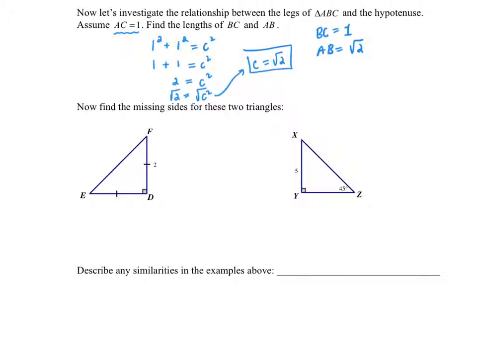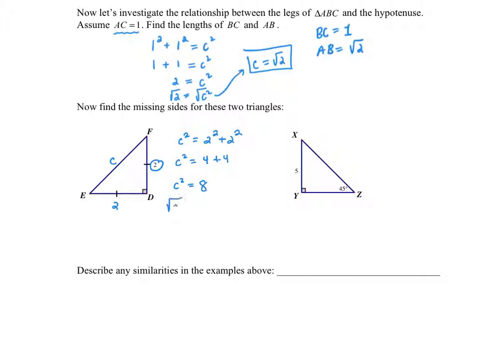Okay, next we're going to try two more triangles. So in the triangle on the left, notice that this leg is given to us as 2. So this leg must also be 2, and we're going to solve for that hypotenuse. So in the Pythagorean theorem, it'll be C squared is equal to 2 squared plus 2 squared. So C squared is equal to 4 plus 4, or a total of 8 on that side.